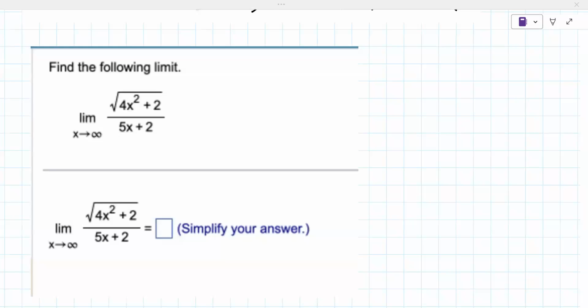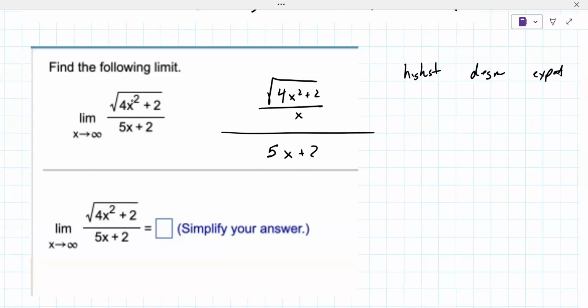You look for the highest degree exponent. So you might think it's x squared, but because it's under a square root, it's actually just x. Okay, so you divide the top and the bottom by x, whatever that highest degree exponent is.